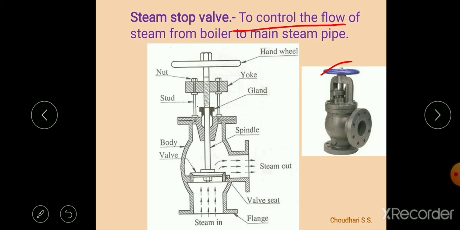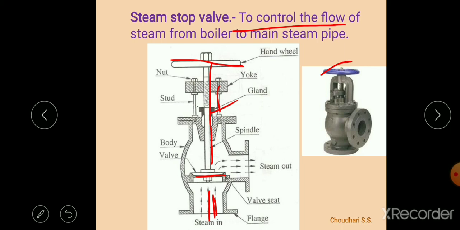So you can see the cast iron body is used. It is a lever operated or hand wheel operated valve. A spindle is running and the valve is attached to the spindle, and the spindle is passing through the gland, and a stuffing box is used. At this cast iron body, on this side the steam is coming. A flange is used at one end connected to the boiler shell. So steam is coming first initially, and if it is closed, it will be closed by the valve.